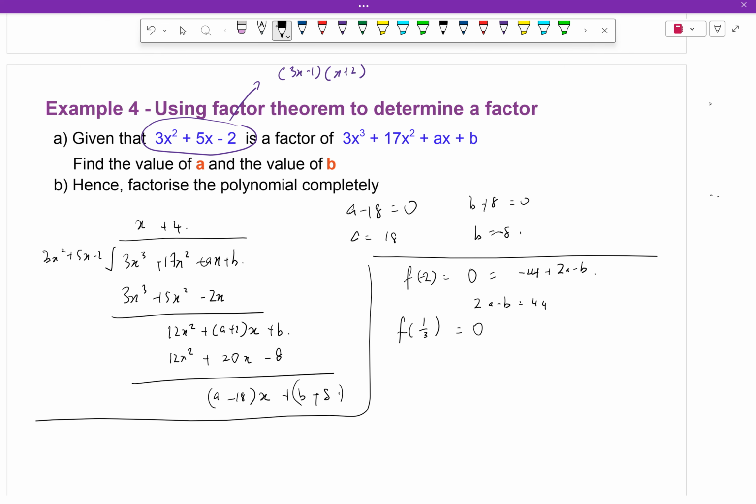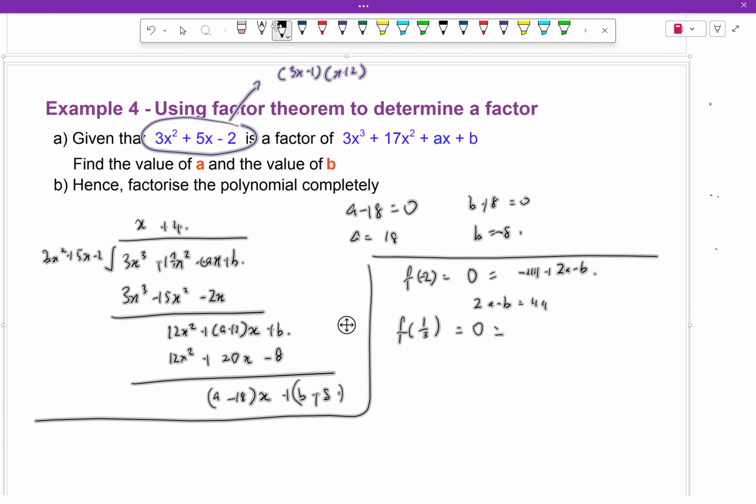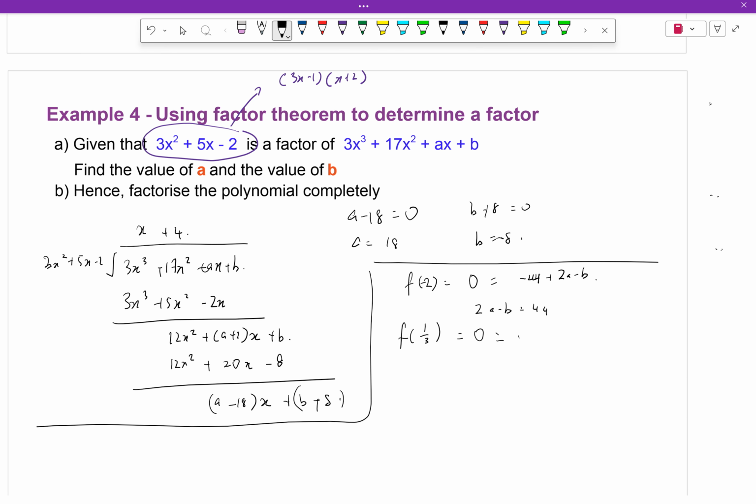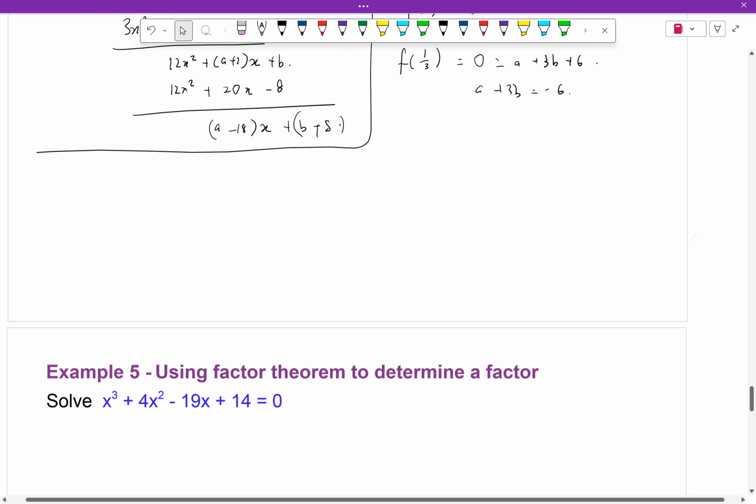So in this case it will result into a plus 3b plus 6. So that means a plus 3b equals negative 6. And then what do you do? This is solvable. Done.